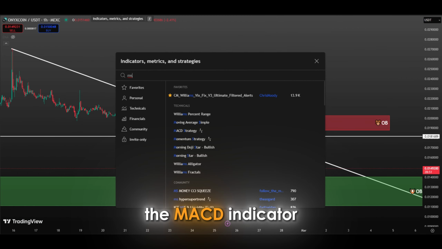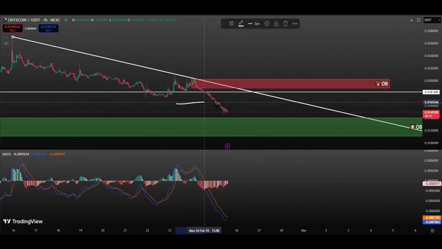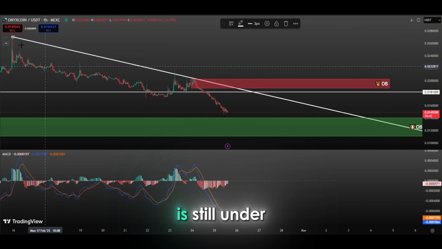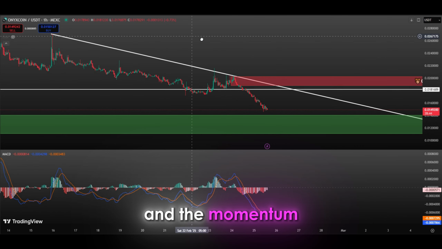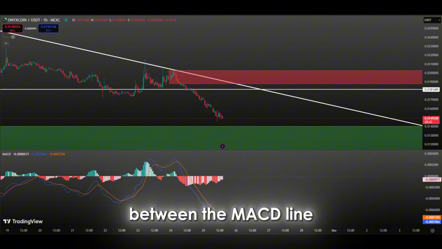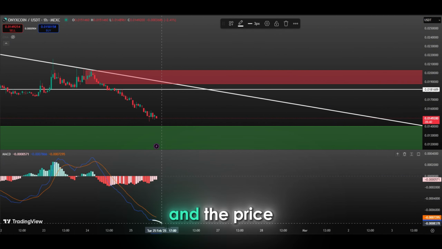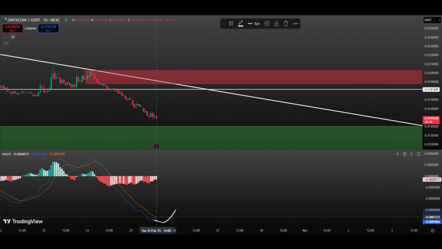The MACD indicator continues to move in a bearish trend in the lower zone at the moment. This suggests that the market is still under bearish pressure, and the momentum is moving in the negative direction. A wide distance between the MACD line and the signal line implies that the bearish momentum is strong and the price remains under downside pressure.